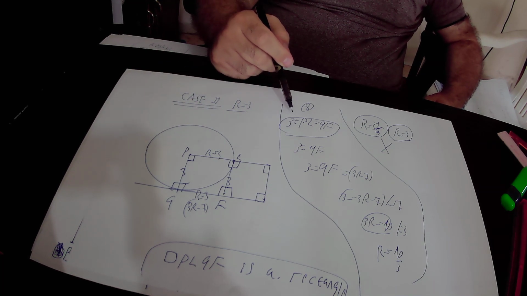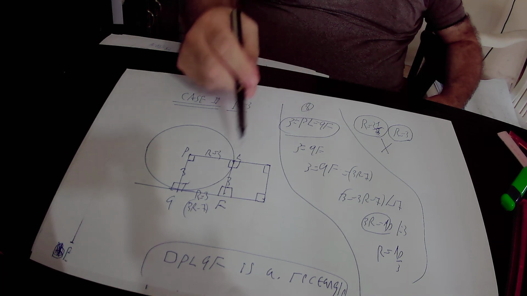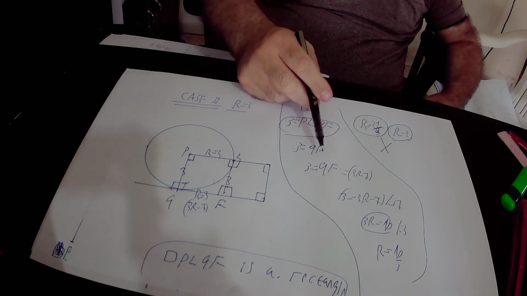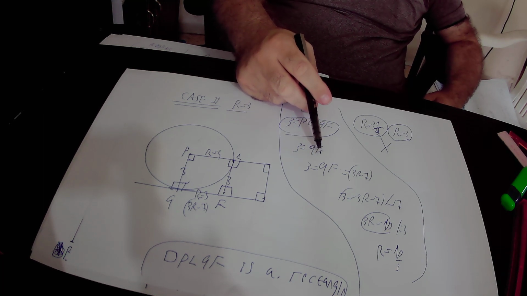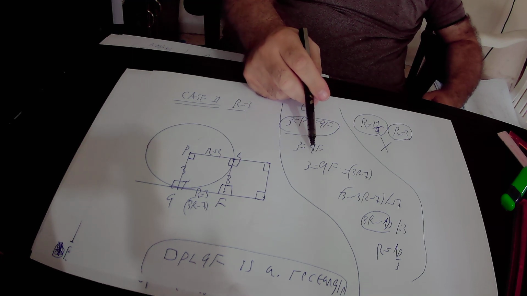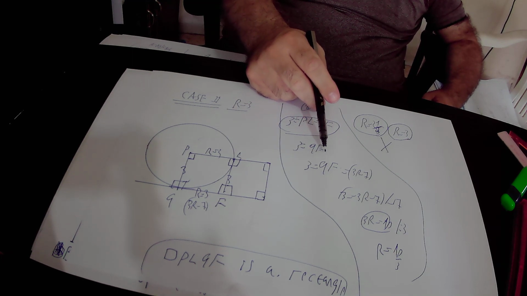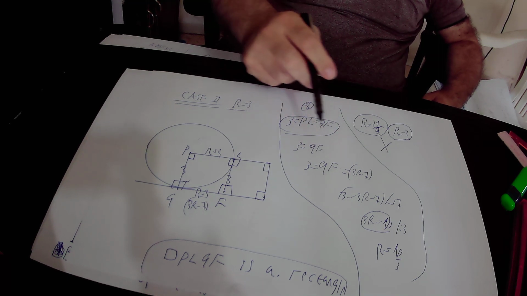And from this equation 3 equals PL equals QF, we will derive that QF is also equal to 3 units. So from one side QF equals 3 units, and from the other side we have already found out that QF equals 3R minus 7. So from this equation 3 equals QF equals 3R minus 7, we will derive that 3 equals 3R minus 7.